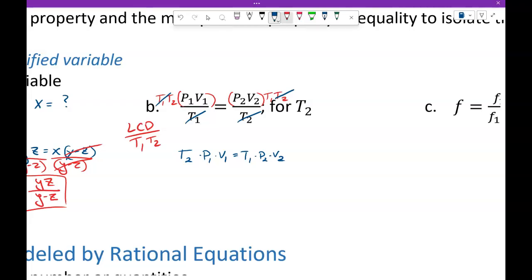Then to get t2 by itself, we'll just divide both sides by p1 and v1 so that they eliminate from the left, leaving us with t2 equivalent to t1, p2, v2 over p1, v1. Again, p2 and p1 are considered to be different variables, as are v2 and v1, so we cannot simplify and remove them. They are not the same factors.